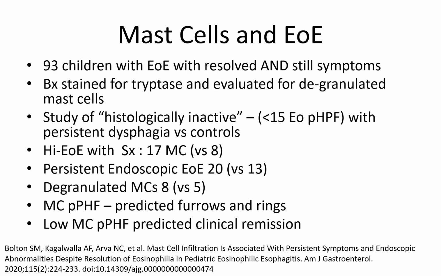Another important allergic cell is the mast cell. Now, very little has been talked about this in EoE, but this study from 2020 showed that in patients who have what appears to be resolved EoE based on eosinophil counts, but these patients still have symptoms, the amount of mast cells is important in the biopsies. So patients with persistent EoE still having furrows and rings, they're more likely to have higher mast cells, and low mast cells per high power field predicted clinical remission.